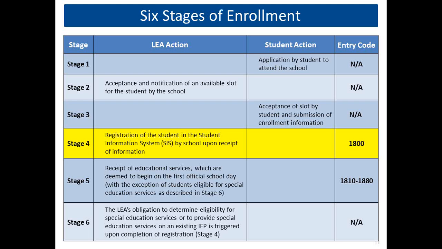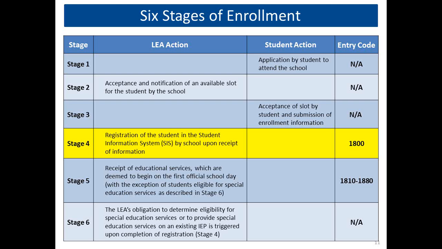And that's where the registrar picks up in stage 4 that I have highlighted here. Stage 4 is a very important moment because this is when the registrar officially enrolls the student in their school. Now, they haven't showed up to school yet, but they are officially enrolled. When they actually do show up to school and are physically in attendance, that moves a student from stage 4 to stage 5.